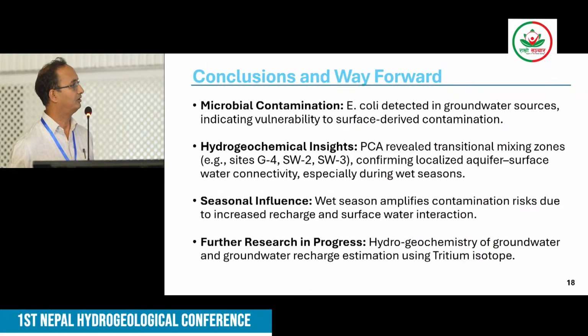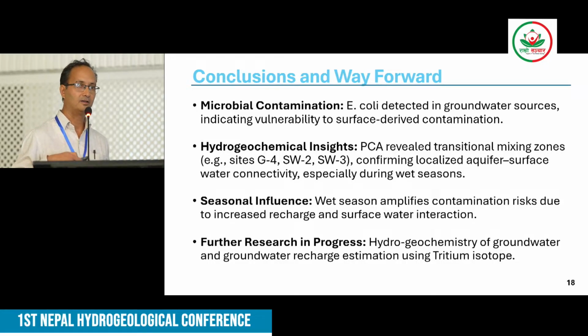Okay, so with the conclusion, you can say that we have found microbial contamination in the groundwater sources. That indicates the vulnerability of such kinds of water sources, and it also indicates that the groundwater contamination might be from surface water that leaches to the groundwater layers. So we can draw this conclusion, and another is hydrogeological insights.